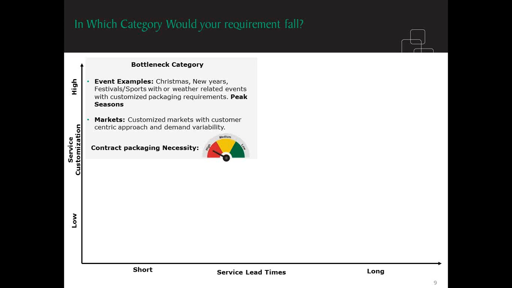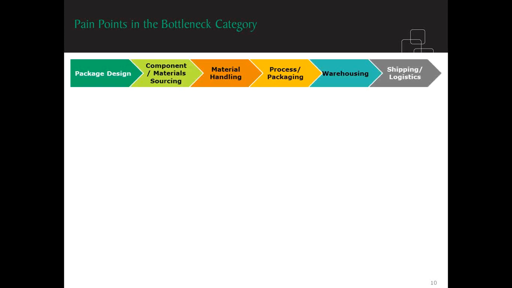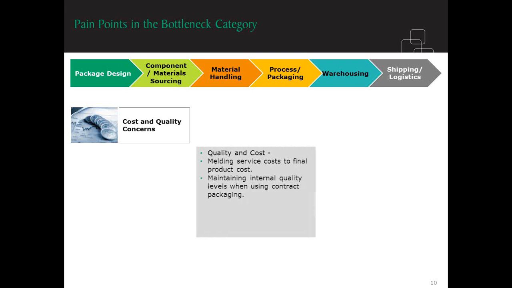Now that we have understood the situational importance of contract packaging to meet peaks in demand, our next step here will be to present the pain points that you face in this process. The first and foremost point of concern during such peaks would be cost and quality. Buyers and suppliers need to focus most upon cost because they have to add these costs of service into the final product cost.